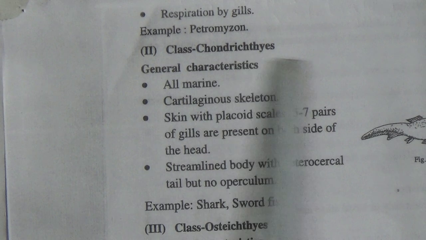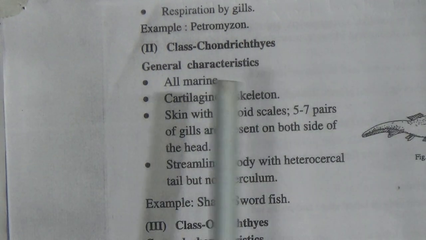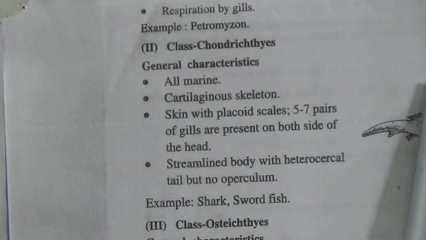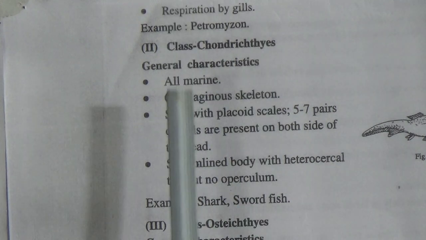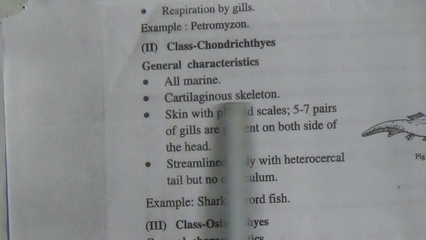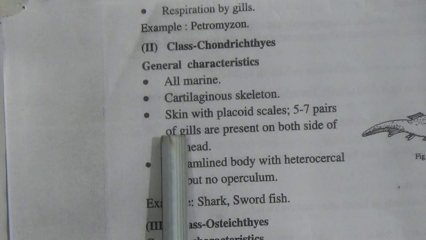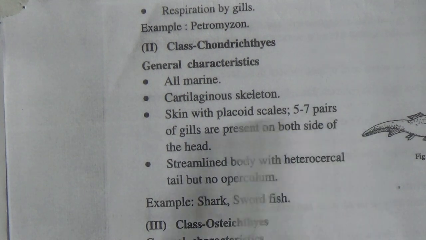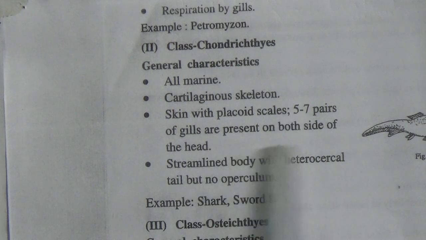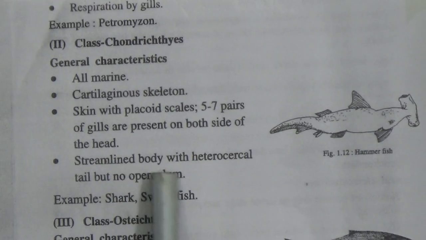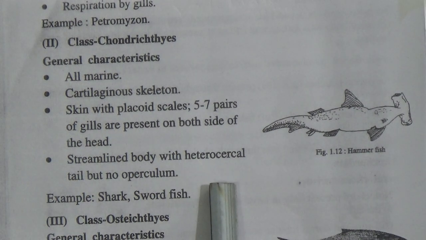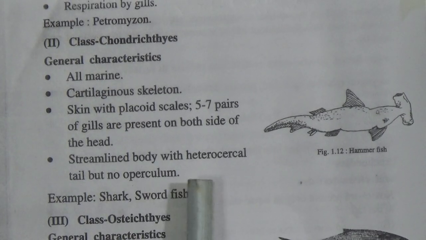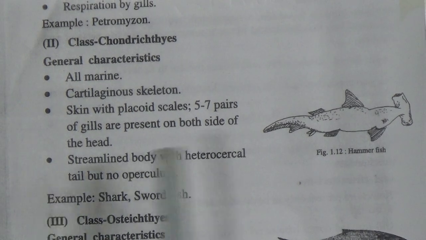Number 2, chondrichthyes. The general characteristics of chondrichthyes are: they are all marine, cartilaginous skeleton, the skin with placoid scales, 5 to 7 pairs of gills present on both sides of the head, and a streamlined body with heterocercal tail but no operculum. For example, shark, swordfish, etc.